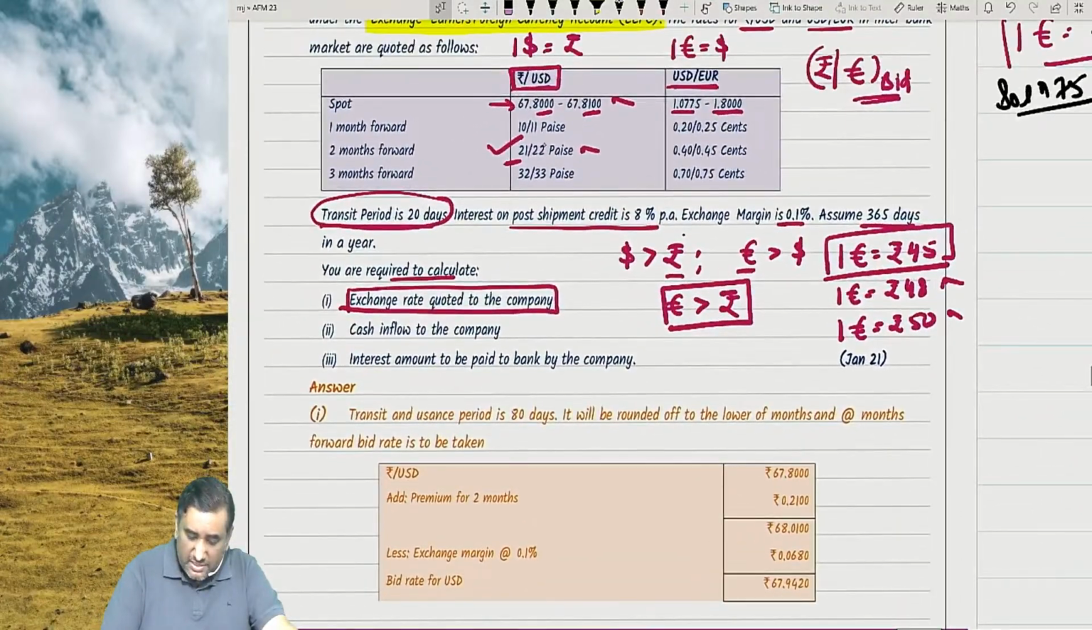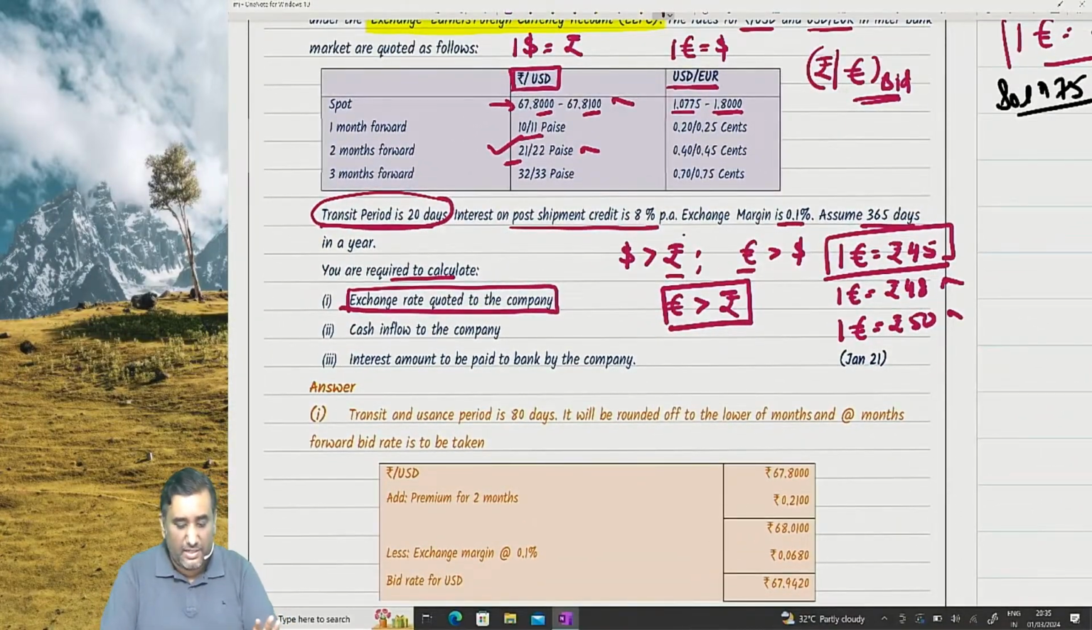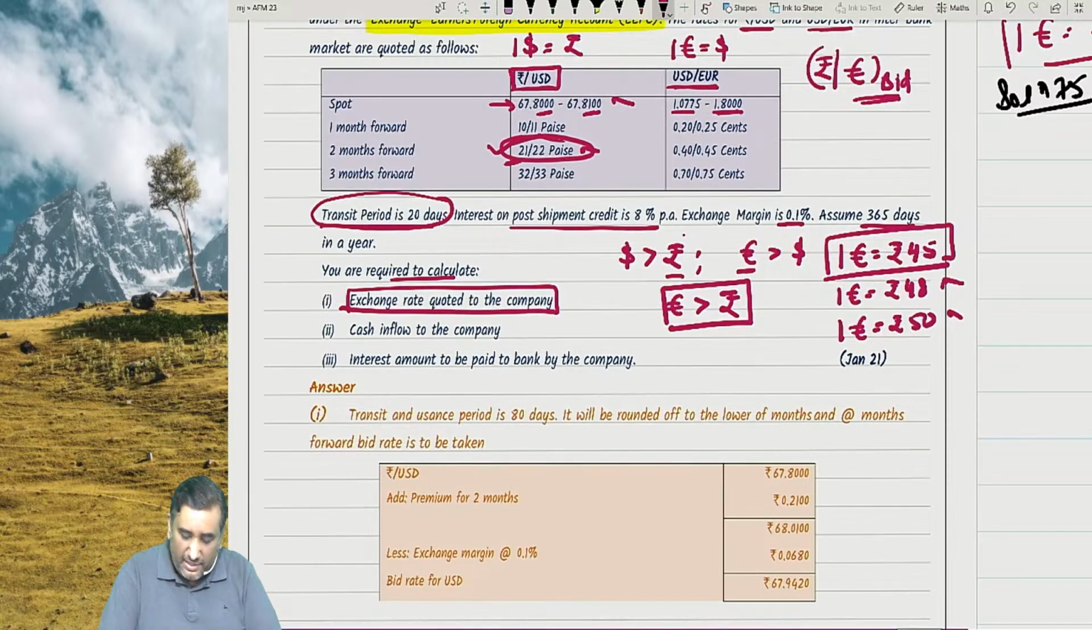Also remember one more part which was slightly problematic here. It's 10 and 11 paisa, so directly you can do 21 and 22 paisa. This you will take. And when you take 0.40 and 0.45, these are in cents. So it will come 0.0040 and 0.0045. So accordingly you have to take care of it.